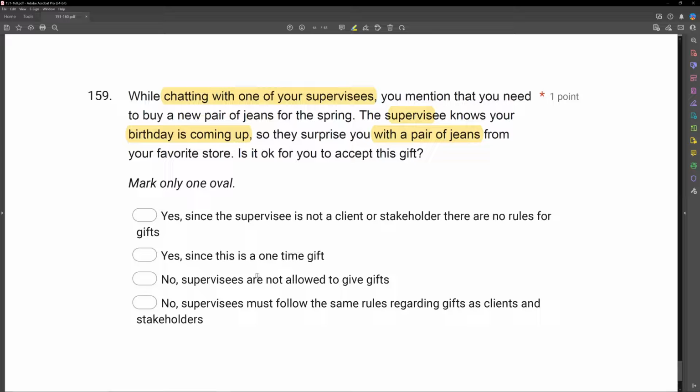C, no, supervisees are not allowed to give gifts. Not true. Supervisees can give gifts using the same guidelines that clients and stakeholders must follow. And then D, no, supervisees must follow the same rules regarding gifts as clients and stakeholders. Yes, that is the answer we're looking for. This supervisee is still required to make sure the gift is less than $10, and that it is not on an annual or a routine basis. As long as they follow those rules, you can accept that gift.